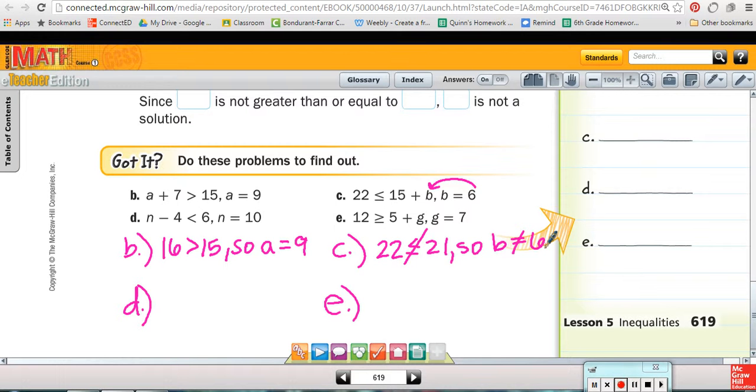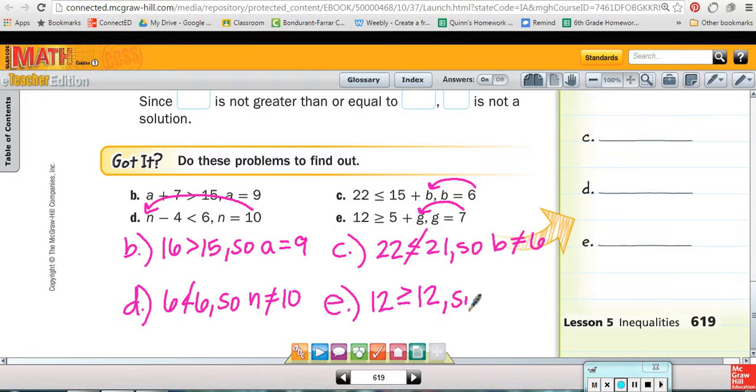Letter D. If I substitute 10 in for N, 10 minus 4 is 6. Is 6 less than 6? Is that true? No. That's not true. So, N is not equal to 10. Do you agree? Very good. And letter E. If I substitute 7 for G, 5 plus 7 is? 12. So 12 is greater than or equal to 12. Is that true? Yeah. So, G can equal 7. Do you agree? Good. Any questions on that set?